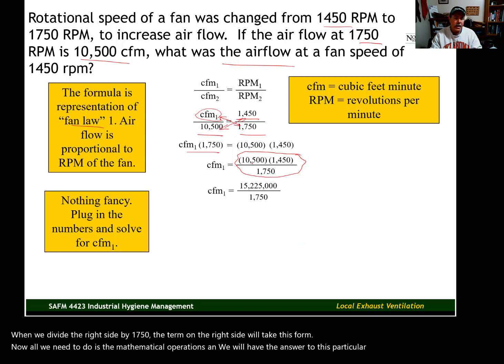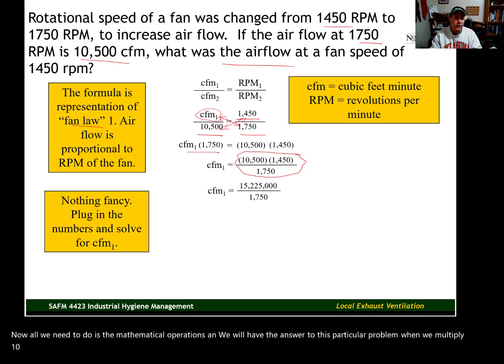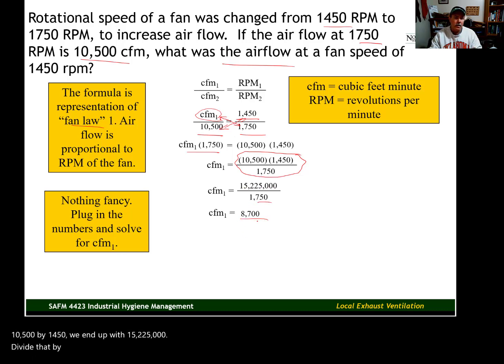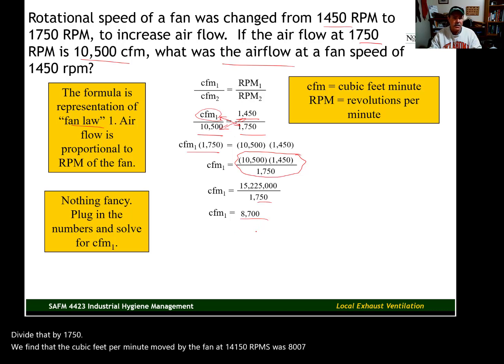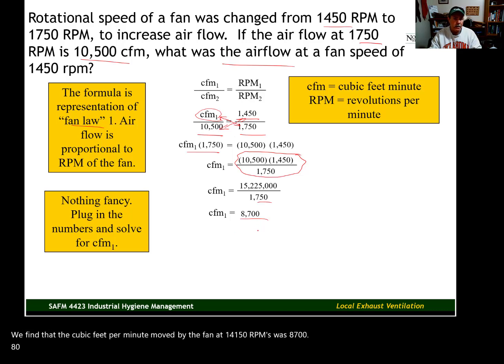When we multiply 10,500 by 1,450, we end up with 15,225,000. Divide that by 1750, we find that the cubic feet per minute moved by the fan at 1,450 RPMs was 8,700. 8,700 cubic feet per minute are being moved by the fan when the RPMs are at 1,450.